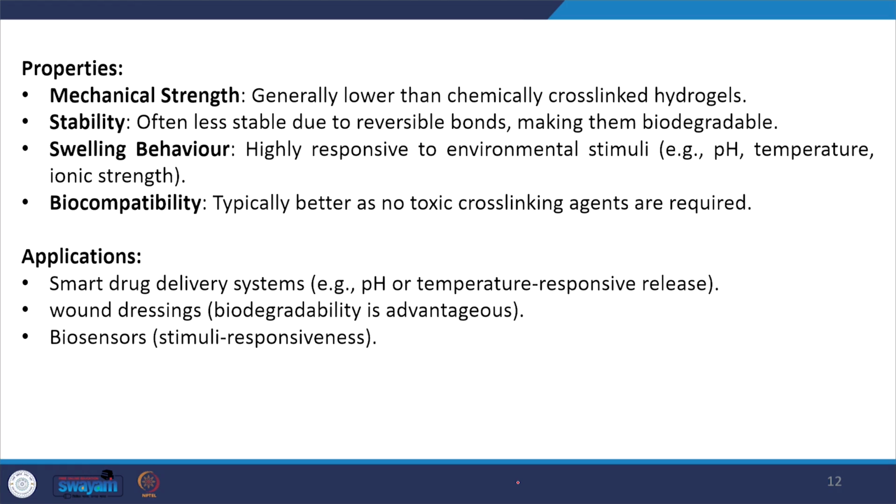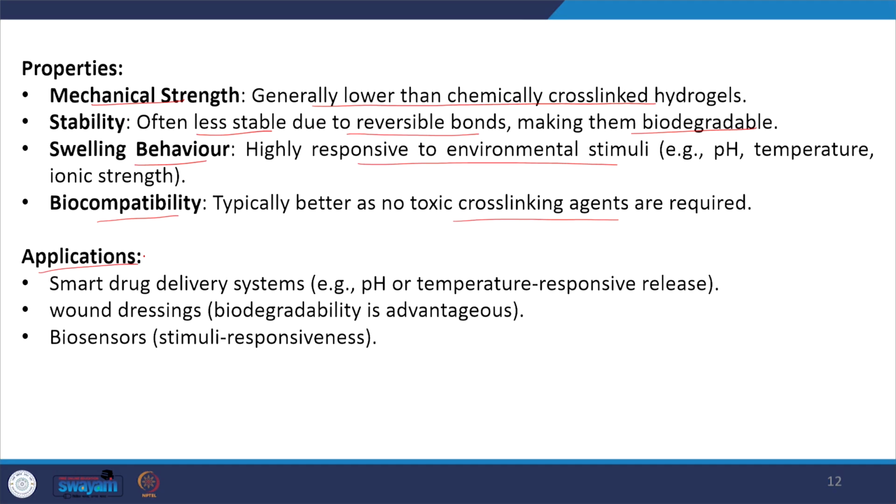Let us see some of the properties of physically cross-linked hydrogels. The first one is mechanical strength, which is generally lower than the chemically cross-linked hydrogels, and stability wise also it is less stable due to reversible bonds, which makes it biodegradable. And swelling behavior, it is highly responsive to external stimuli. And the fourth property is biocompatibility. The biocompatibility is better than the chemically cross-linked hydrogels, because here we are not using any toxic cross-linking agents.